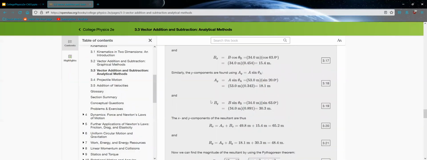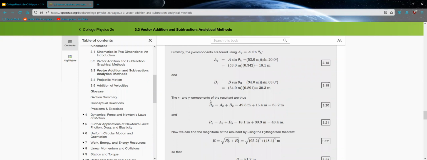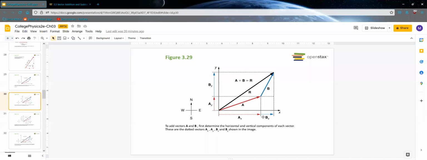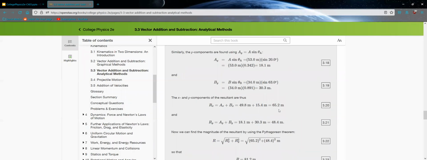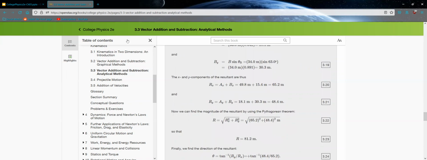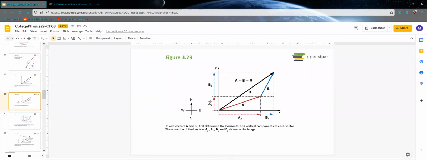So once you know those, you can add them together to get how long along the x-axis you traveled and how long along the y-axis you traveled. Just add them together, right? The total trip of the entire guy here along the x-axis is 65.2 meters. Along the y-axis, 48.4 meters. So now essentially I can make a triangle along the x and the y-axis.